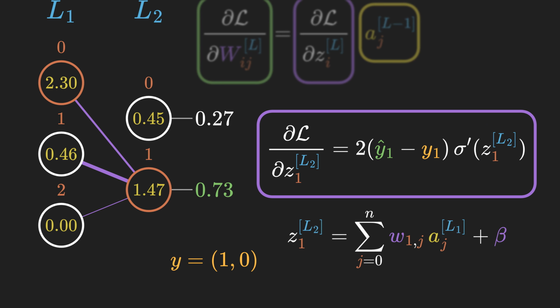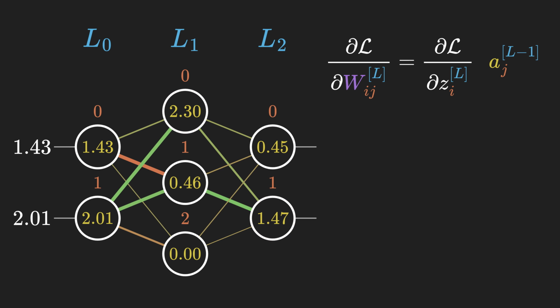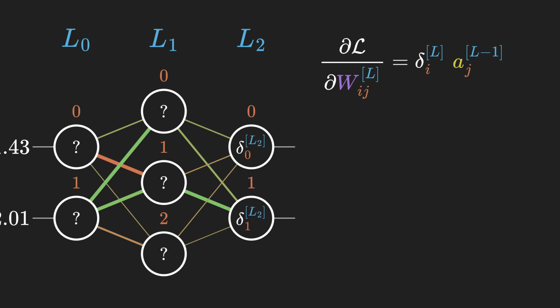Now, this term is so important that it gets its own special name, delta. Let's refactor the original formula to use this delta term. See, each neuron has its own delta. We don't know most of them yet, but once we do know them, updating the weights becomes just one multiplication. And for the biases, this delta term is already the update factor.